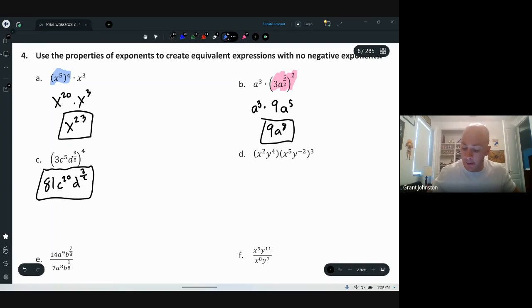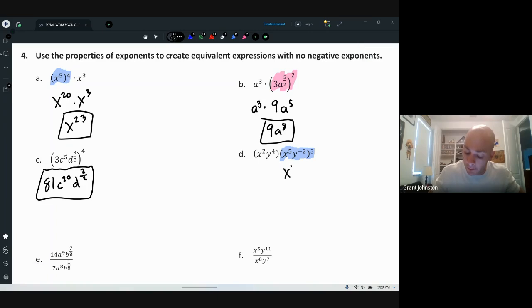Since this one has an exponent, that parentheses, we'll deal with that. So the 3 is going to multiply in. That's x to the 15th. It's going to be y to the -6. Whoops. And then I still have this one over here.